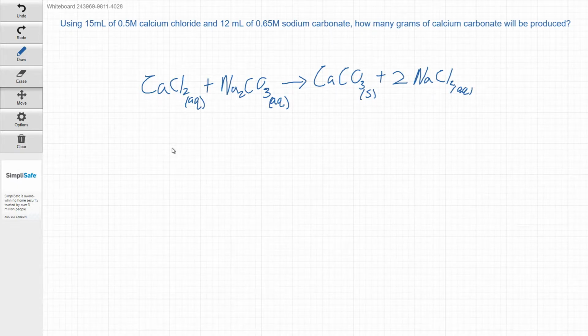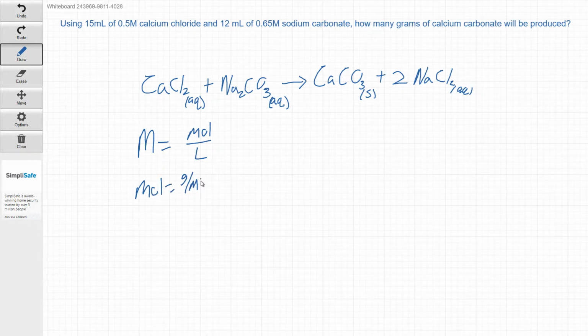So a couple things we have to keep in mind. One of them is the formula for molarity. You should have done this in the last experiment too. Molarity is equal to moles per liter. Another thing to keep in mind is the formula for moles: moles is equal to grams over molecular weight. So we've got these in our back pocket.